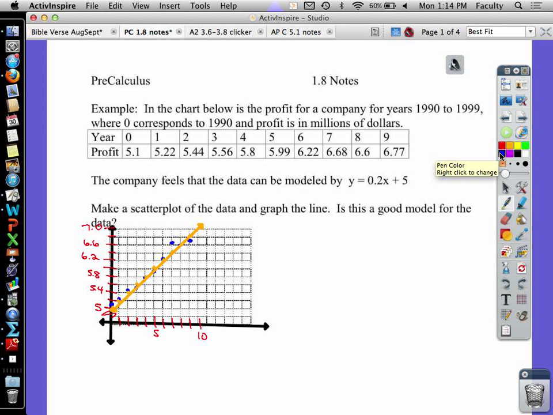And then we've been asked the question, is this a good model for the data? What would you say looking at the line? I would say yes, because my data is hovering around the line, a little above, a little below, and some right on the line itself. So that's a really good model. The reason they would want to use this is to make a projection for the future, okay?